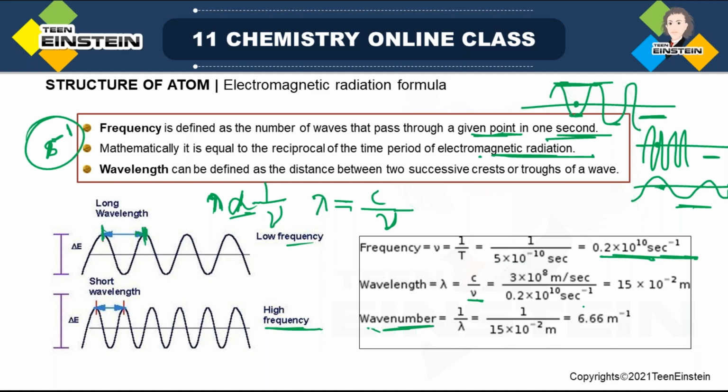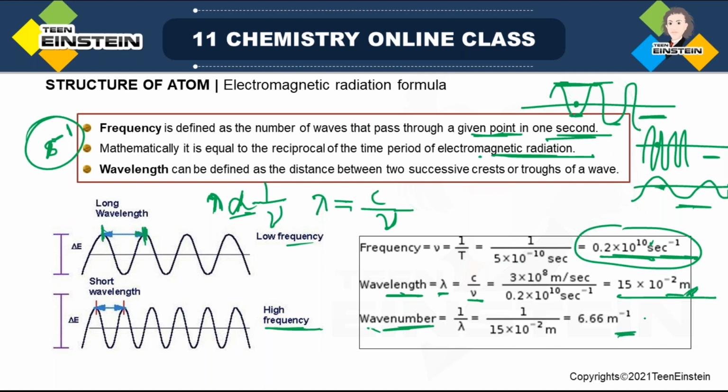C is the constant velocity of light. Put the value of c, 3 into 10 to the power 10 meter per second, and nu we have just calculated, 0.2 into 10 to the power 10 per second. So look at the value of wavelength. Frequency is so high, clear from the power of 10, but wavelength is less. And what is wave number? Wave number is the inverse of lambda. We know the unit of wavelength is a distance unit. It may be meter, angstrom, nanometer, picometer. So obviously the wave number will be meter inverse or angstrom inverse or picometer inverse.